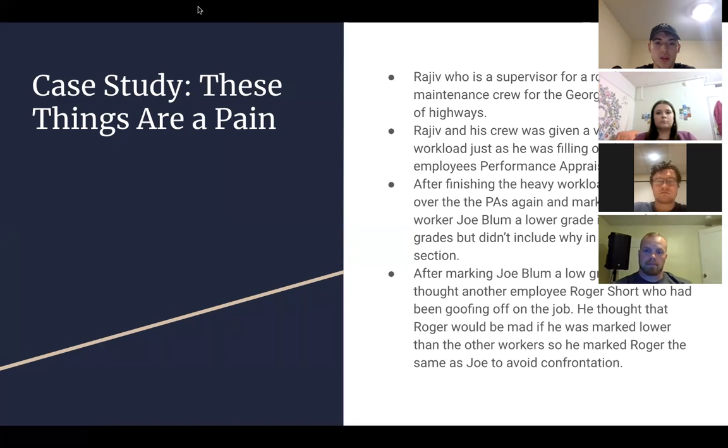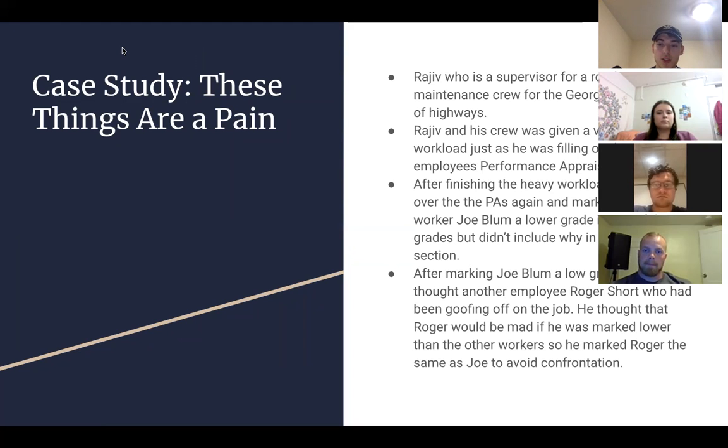Okay, so for our case study, these things are a pain, and the overall view of the case discussion was Rajiv, who is a supervisor for a road maintenance crew for the Georgia Department of Highways. He and his crew were given a very heavy workload just as he was filling out his employee performance appraisals during the week that they were due.